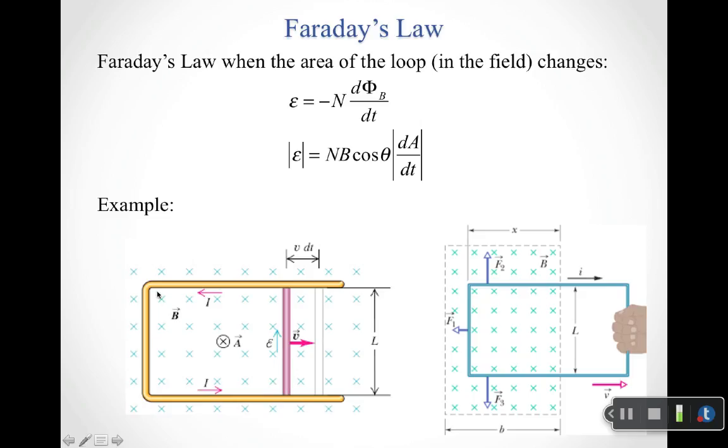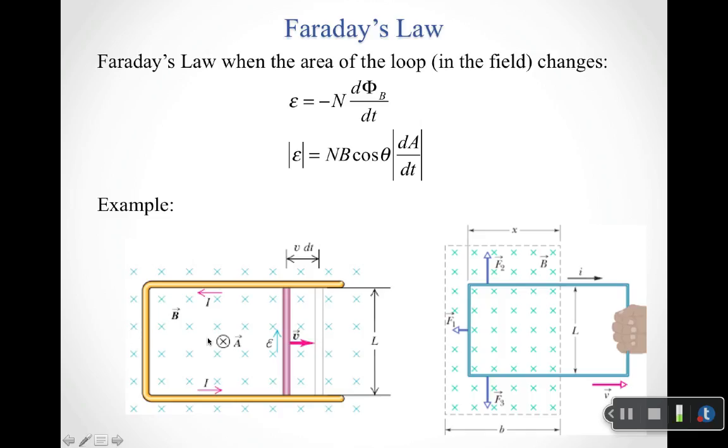Well, I can either change the area of the loop itself. So what I have here is a U-shaped metal piece, and then a second metal bar that comes across. This gives me a complete pathway for current to flow around. But as I start moving this bar to the right, you'll notice I'm increasing the area of my loop, right? I'm making the rectangle bigger, which means I'm increasing my magnetic flux.